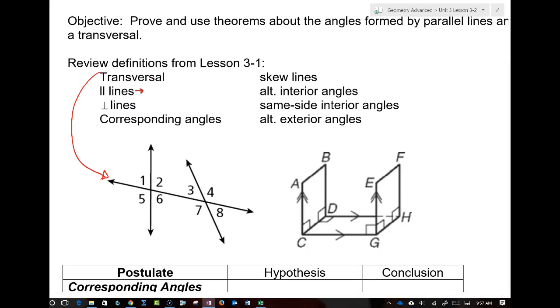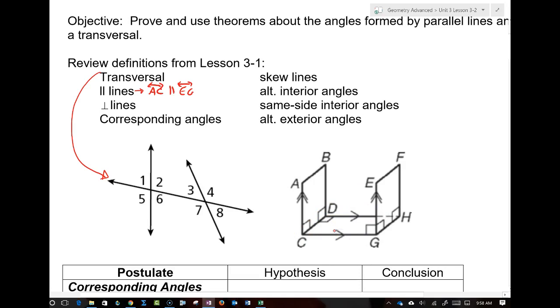Who's got a pair of parallel lines for me? Brooke, what do you have? AC and EG. So line AC is parallel to line EG. Did anyone pick different than Brooke? Josh, what did you pick? He chose DH is parallel to CG. Perfect. Good pair. Love it.